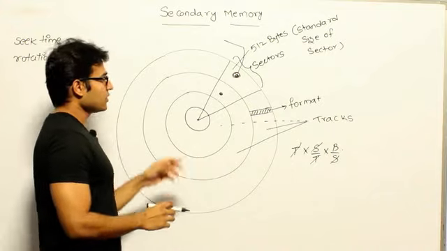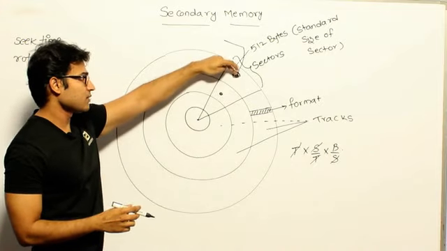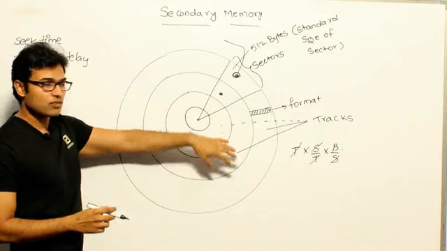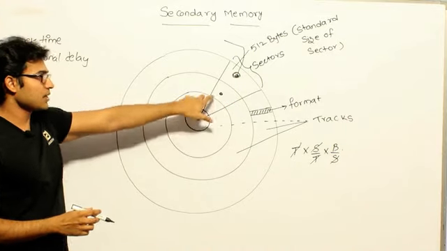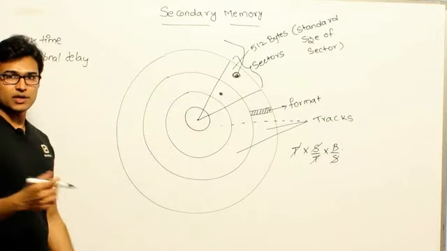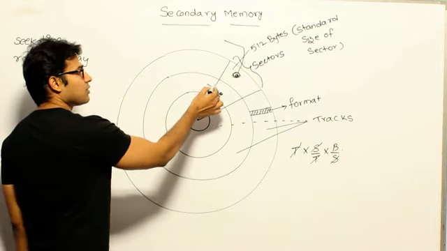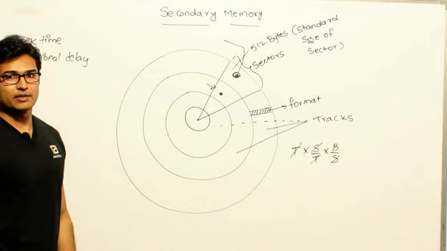Got it? So the time taken for you to move the read-write head from one track to another track is called seek time, and the time taken for you to wait for the required sector to come under the read-write head is rotational delay, right? And after you get it, you are going to start reading right from the beginning, right?